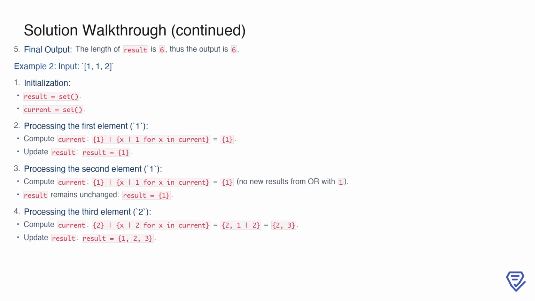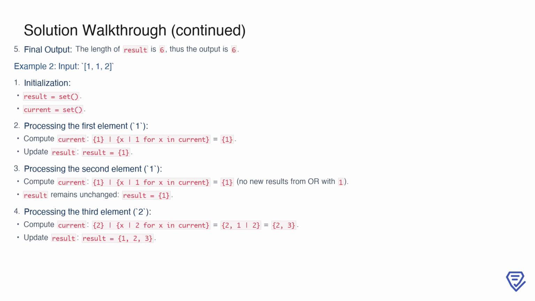At this point, the final output for the input 1, 2, 4 is determined by the size of the result set, which is 6. Now, let's consider another example with input 1, 1, 2. We start by initializing result and current as empty sets. Processing the first element 1, the OR operation produces 1. We update result with this value, so result becomes 1.